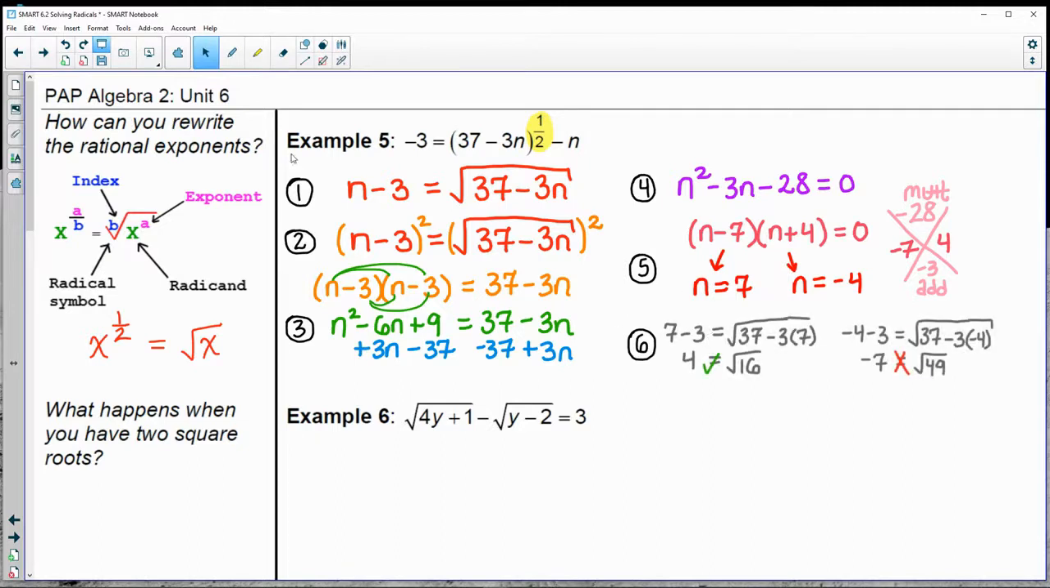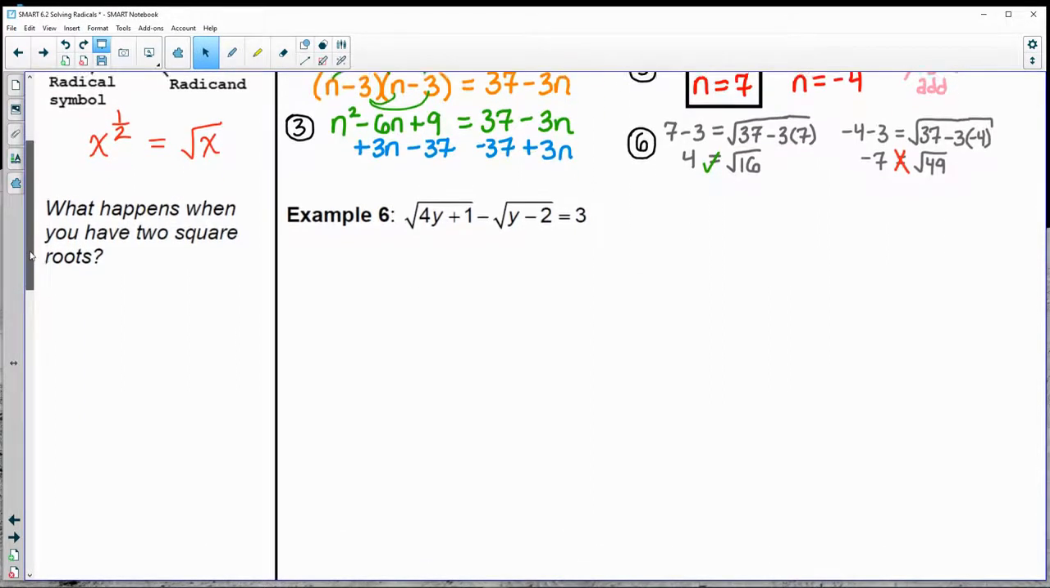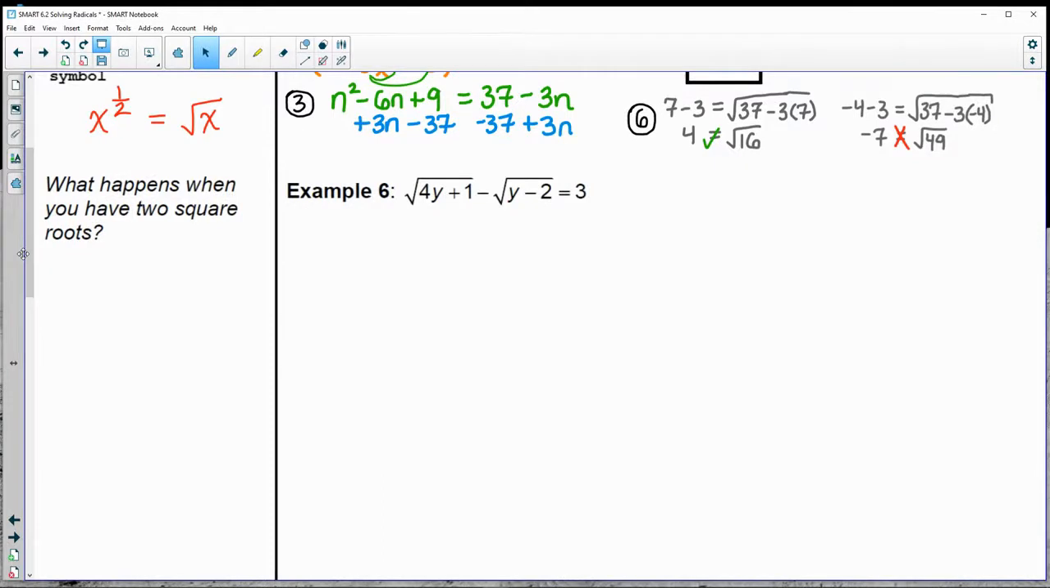Always check your work because, again, only one of them is actually going to work, and it was n equal to 7. The other would be extraneous. All right, now this one, woo, we have 2 roots and a number. Oh my, that is nothing like we've seen.